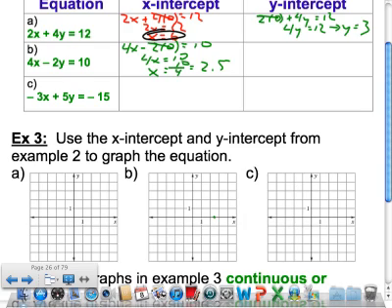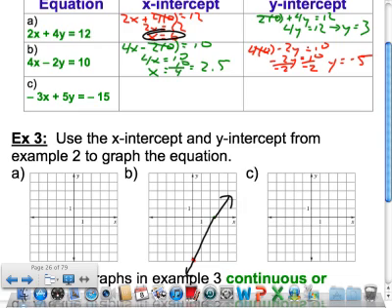And then for the y-intercept, plug in 0 for x. So I'd get 4 times 0 minus 2y equals 10. That term is gone, so -2y equals 10. Divide both sides by -2, y equals -5. So the y-intercept is (0, -5). 1, 2, 3, 4, 5. And so to graph this line, you connect these two dots, put arrows on the end, and you're done.